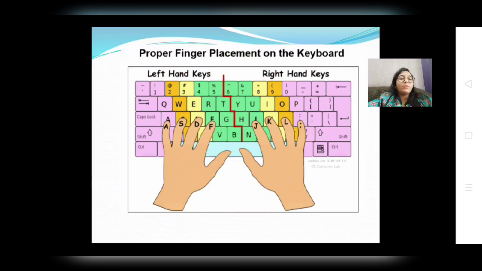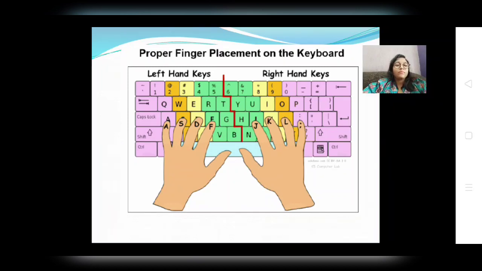See, the keyboard is divided into two parts with a red line. On the left hand side, whichever keys are present, you have to use your left hand, and the keys which are present on the right hand side, you have to use your right hand. This way you have to type.